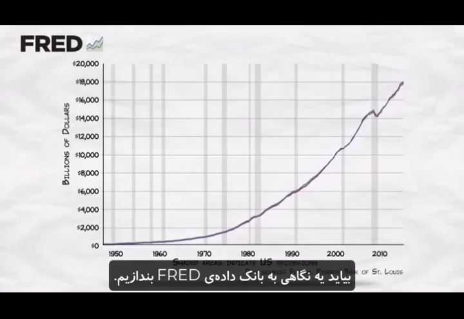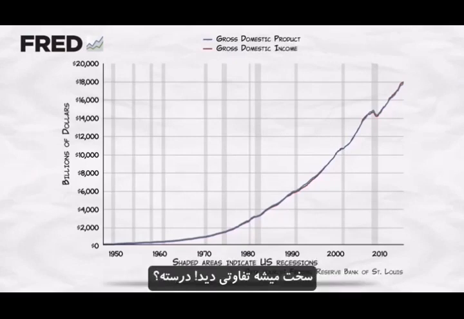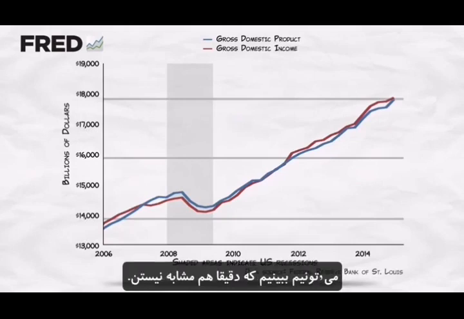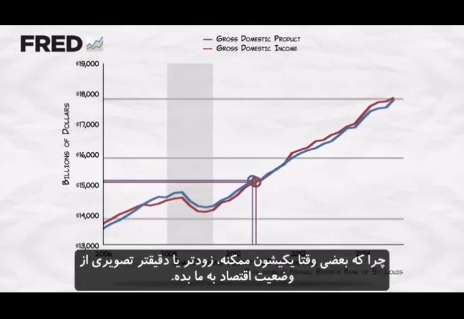Let's take a look at the FRED database. Here we graph GDP and GDI. Hard to see a difference, right? Let's zoom in a little bit, however. We can now see that they're not perfectly identical. And in a recession, economists often look at both figures since one of them might sometimes give us an earlier or more accurate picture of the economic situation.